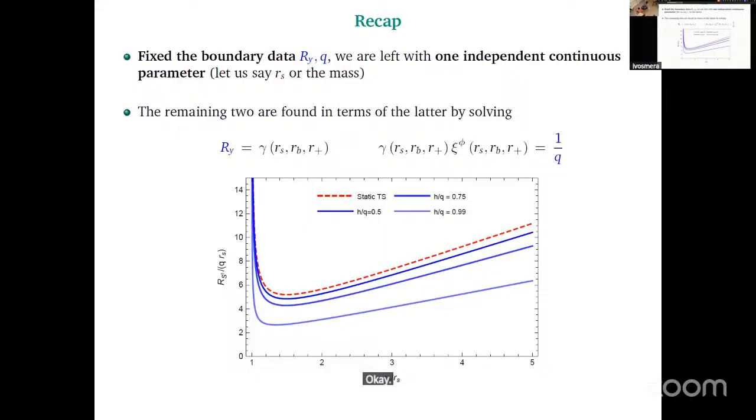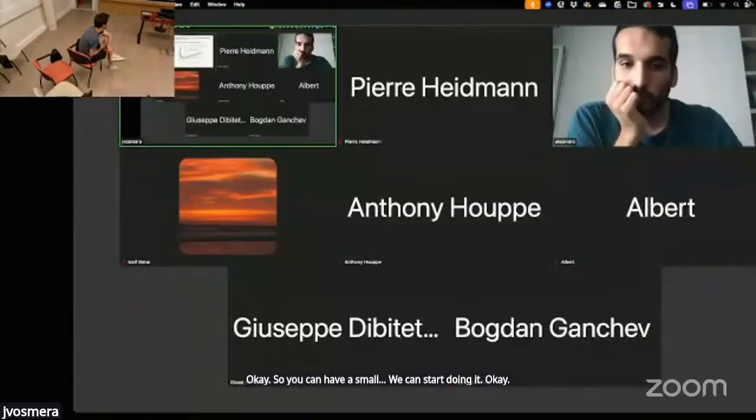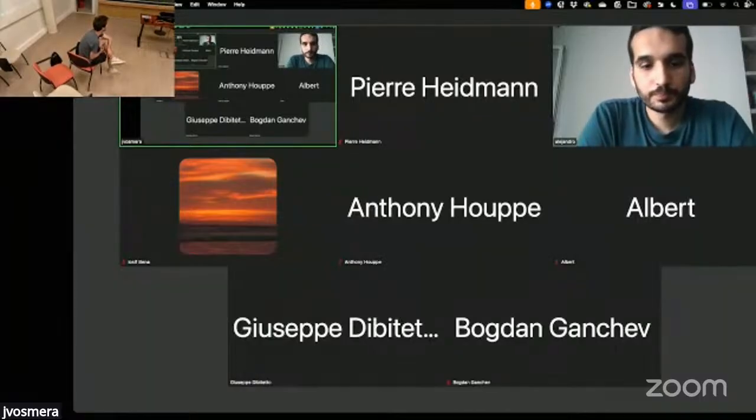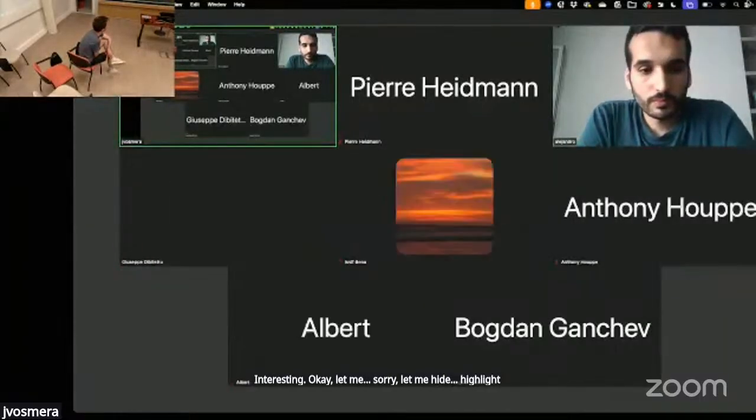So you can have a small one, you can start doing it. Interesting. Okay, let me highlight. Sorry, I'm highlighting, I did it for the Zoom.